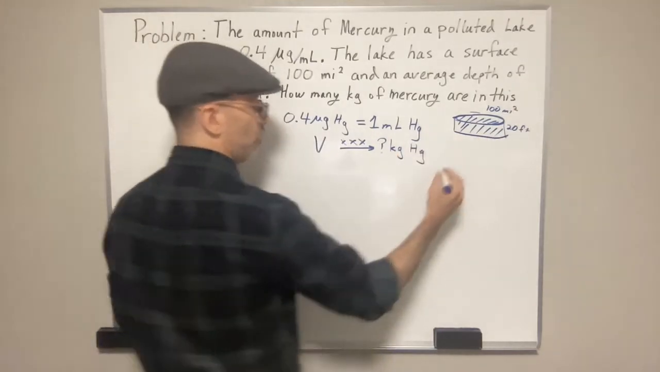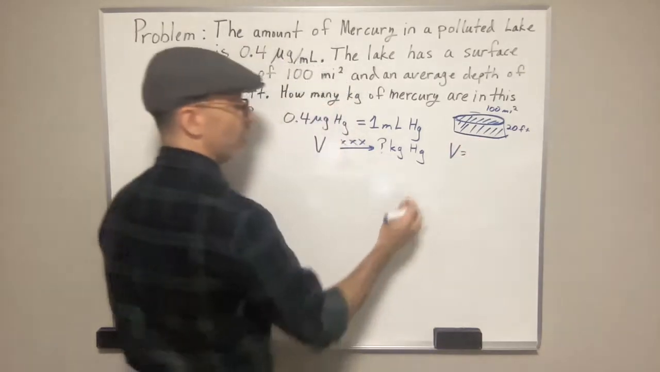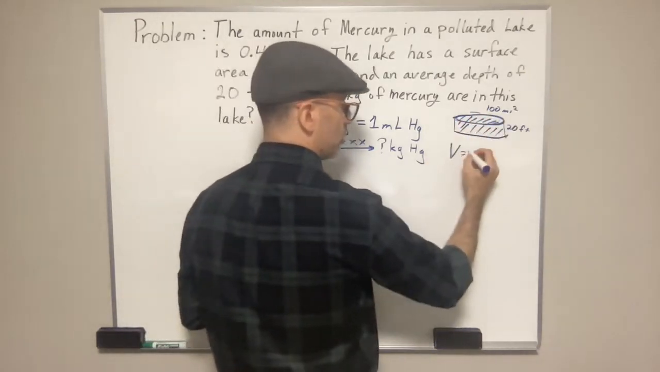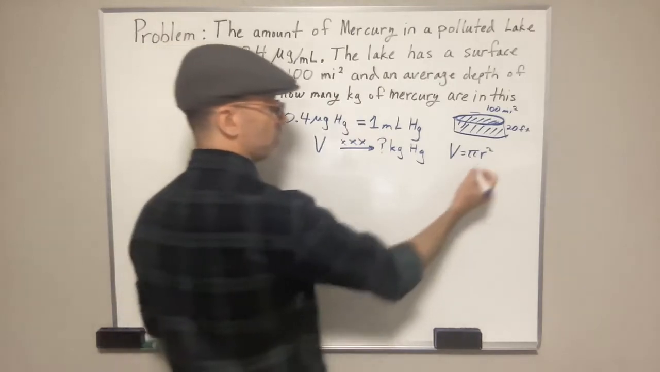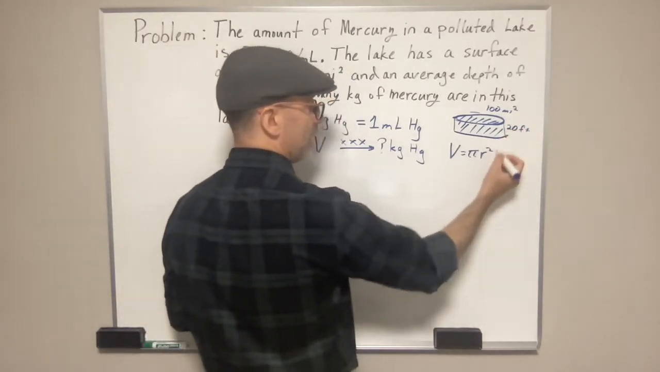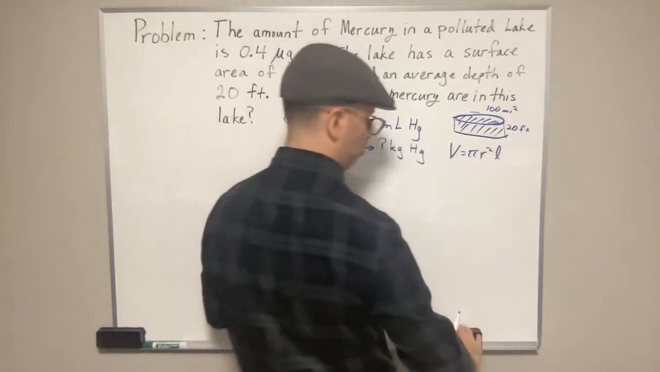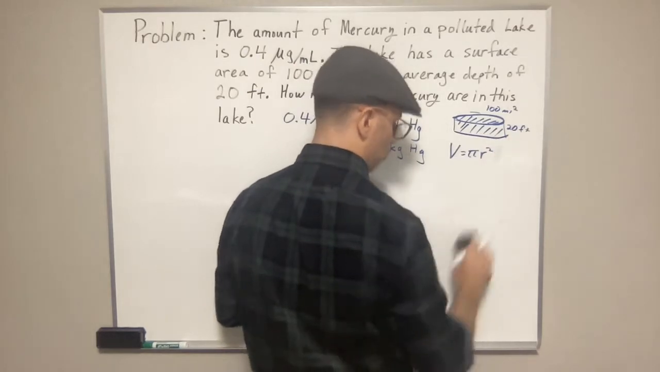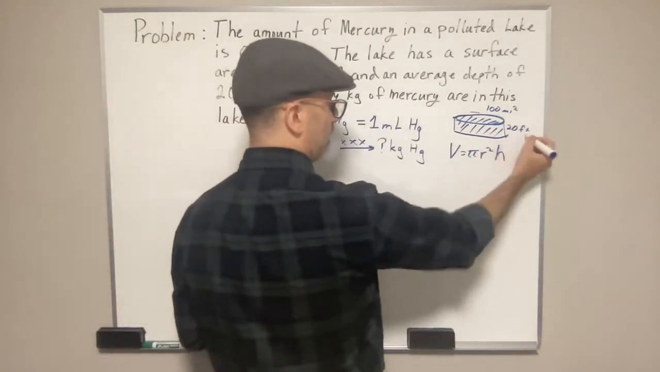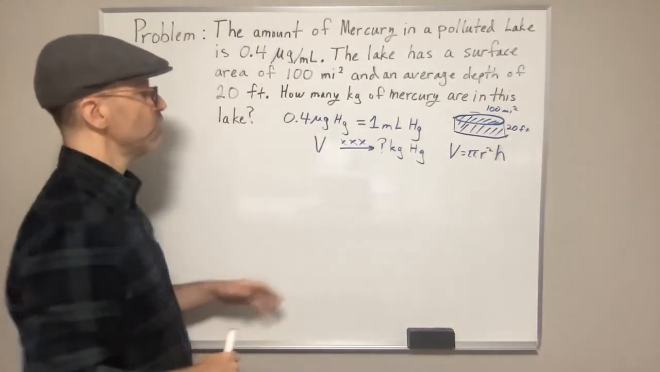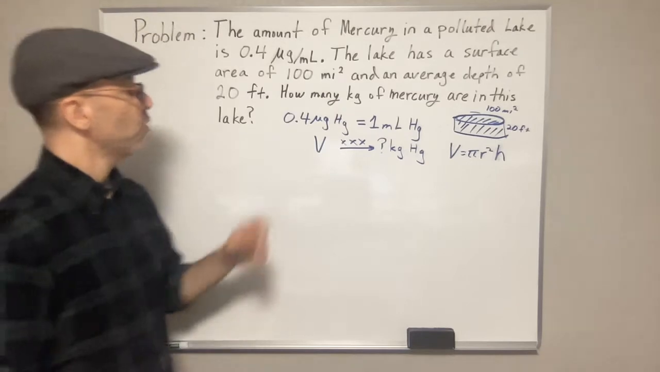So we can use the volume of a cylinder. The volume of the cylinder is the surface area, which is pi r squared, where r is the radius, multiplied by the depth. That's going to be our length or height. You could put L for length or H for height, it doesn't matter. We're multiplying by some length. So multiplied by H, the height or depth of our lake. So we can now use this to find the volume.